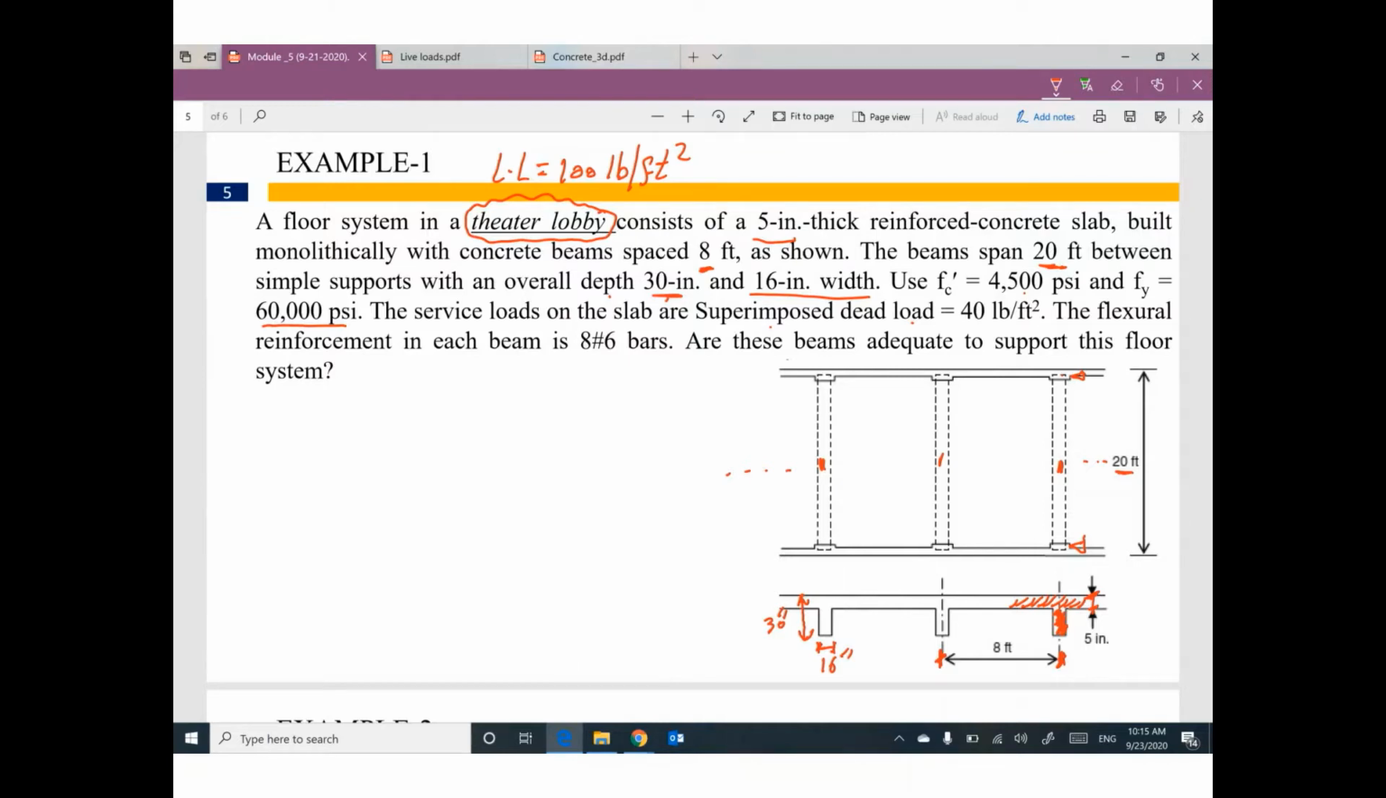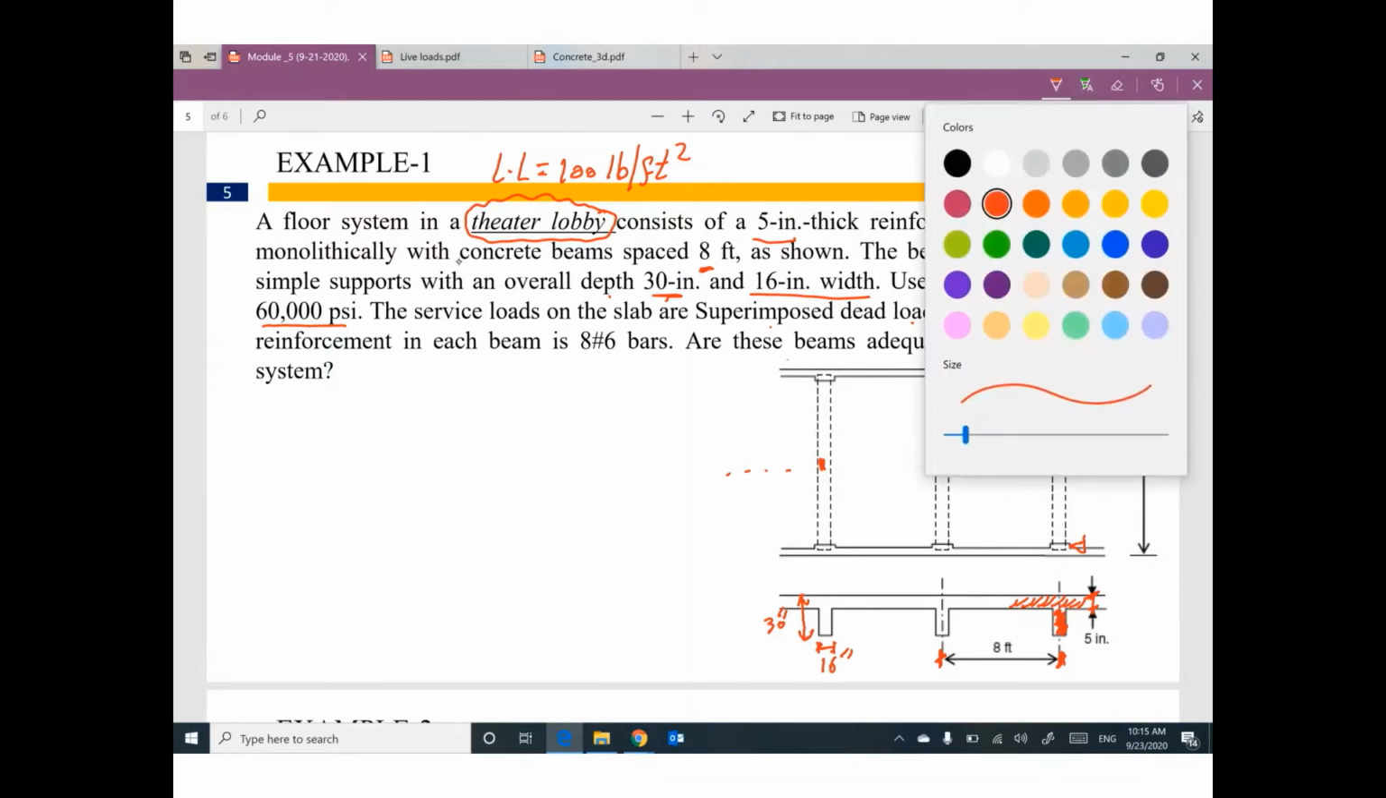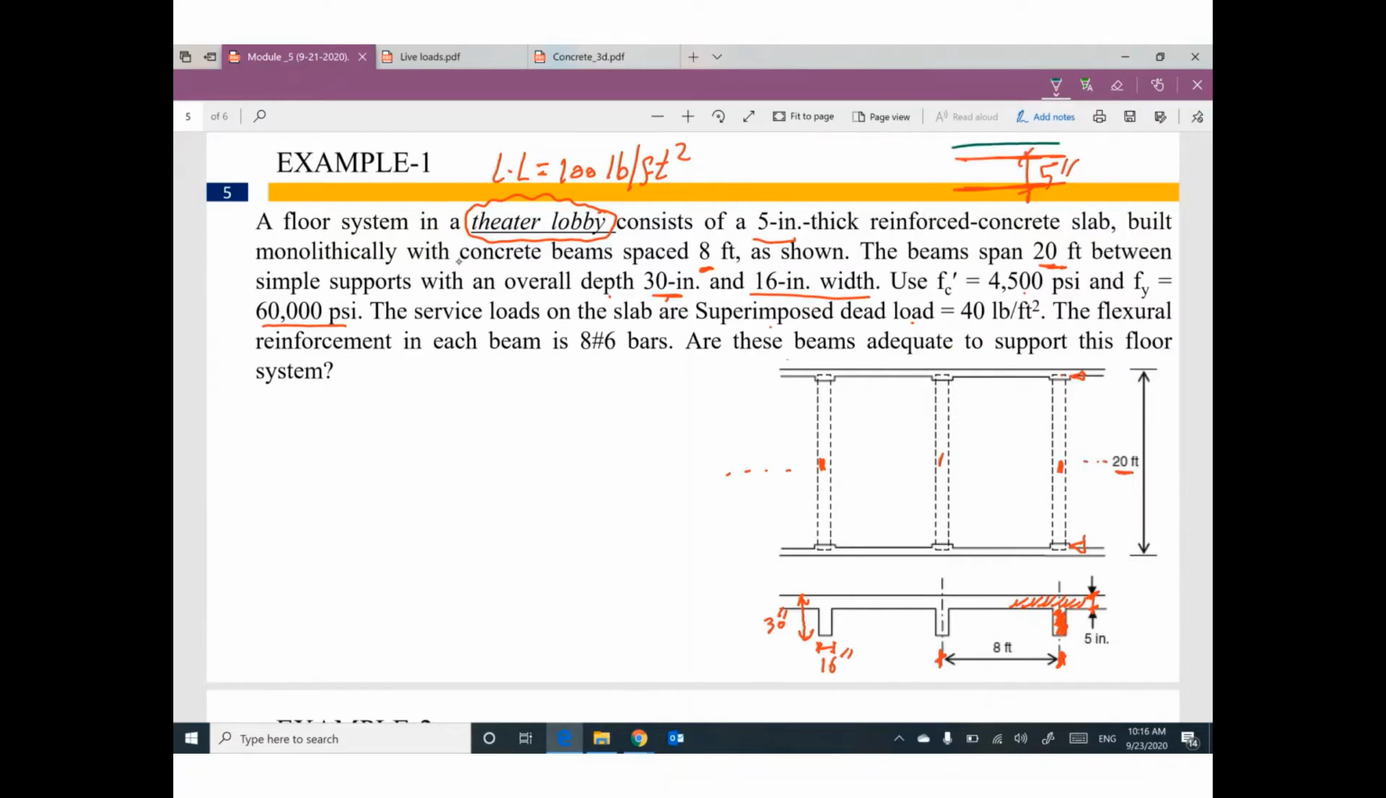Finishing, anything on the concrete slab. So your slab with thickness 5-inch, if you add anything for just finishing on the concrete slab, this is called superimposed dead load. Equal 40 pounds per square foot.